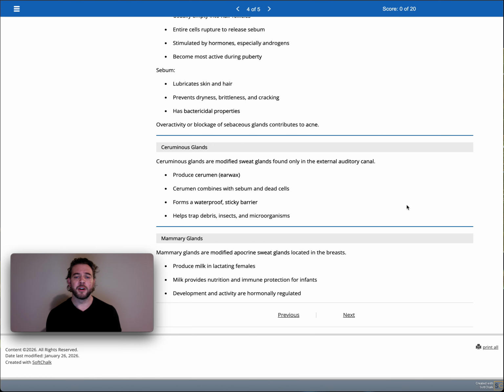Ceruminous glands are your earwax. Those are your wax glands. So they're a type of sweat gland that's only found in the ear canal, and they produce earwax that we call cerumen. It has some sebum, some dead cells to give you a waterproof barrier. It's sticky, so any kind of dirt or debris will get stuck in there. Things can't quite get in there very far. Insects, it is very true.